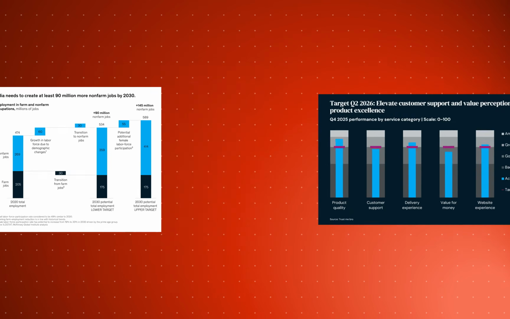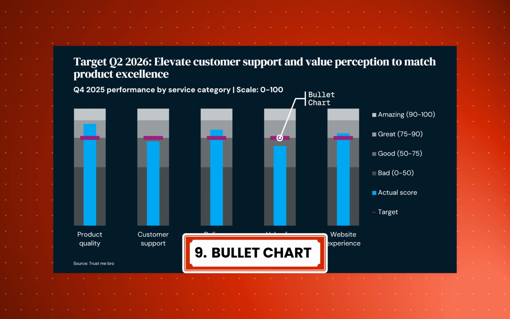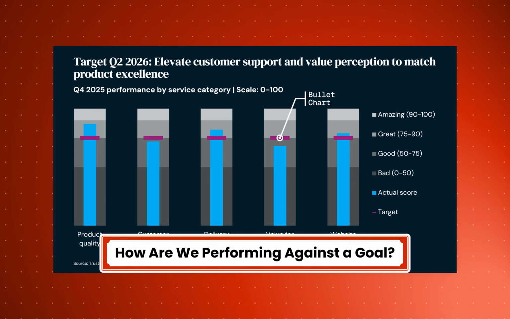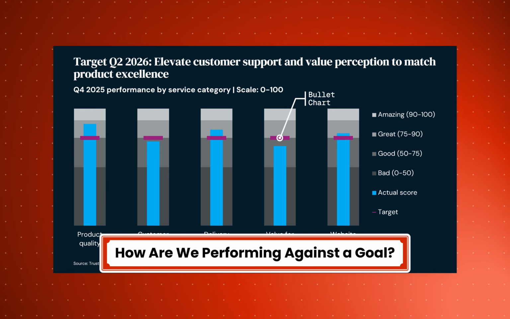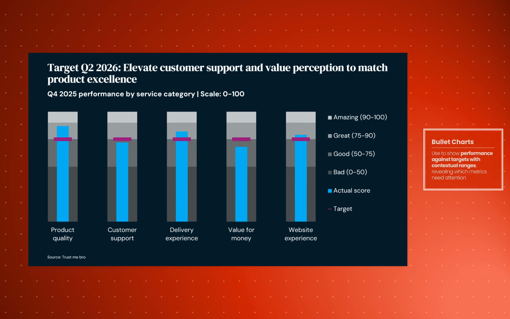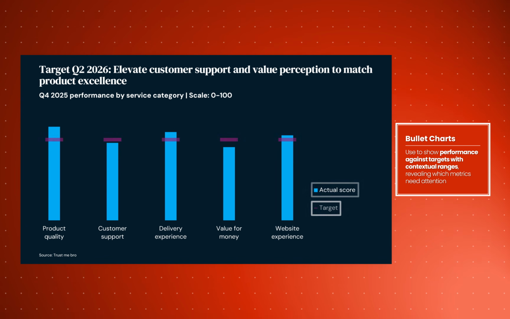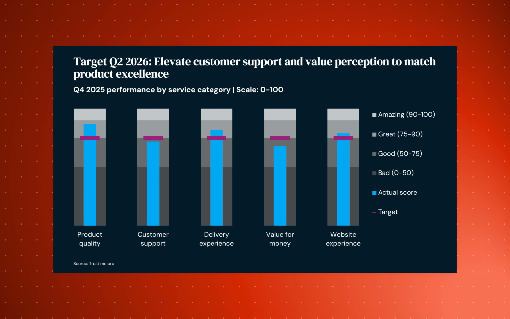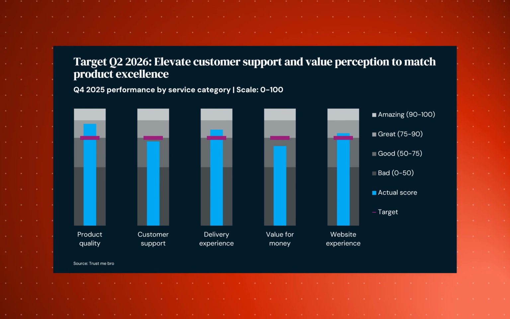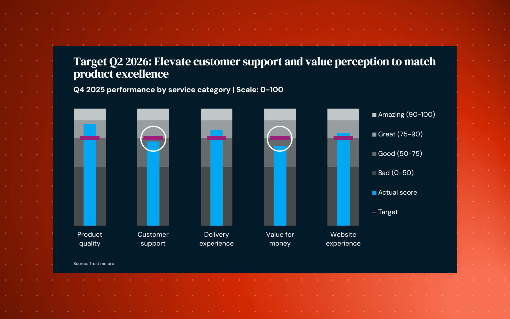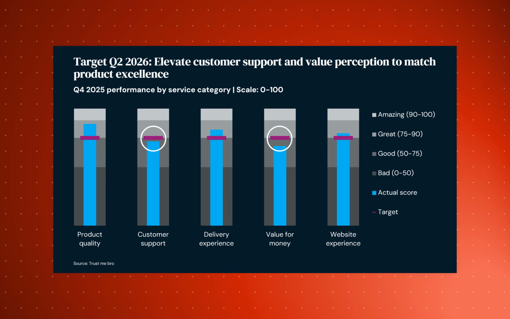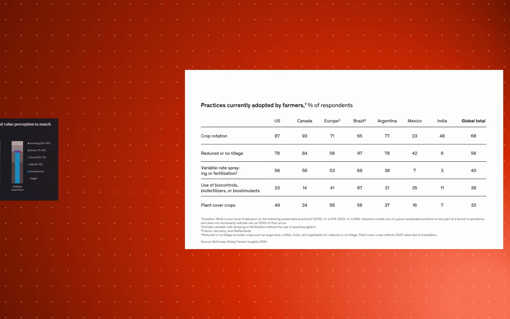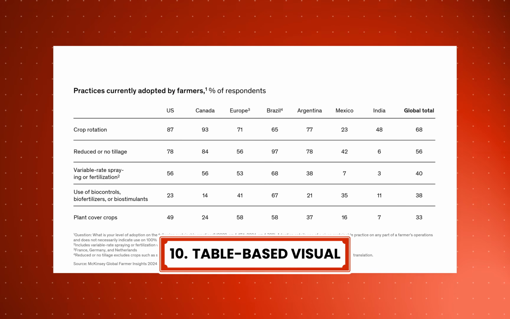Alright, on to the next effective chart type, the bullet chart. And this answers the question, how are we performing against a goal? As you know, executives care about one thing, are we on track? And bullet charts are so effective because you get to see the actual value, the target line, and the context performance ranges in one compact visual. As you can see from this example, it's immediately clear that customer support and value for money need attention while other areas exceed targets.